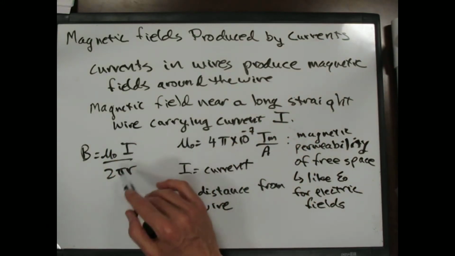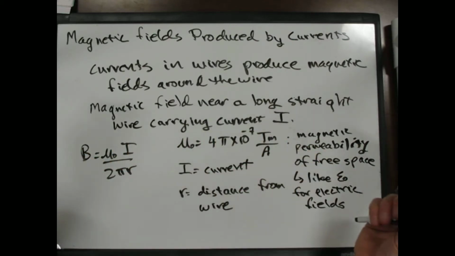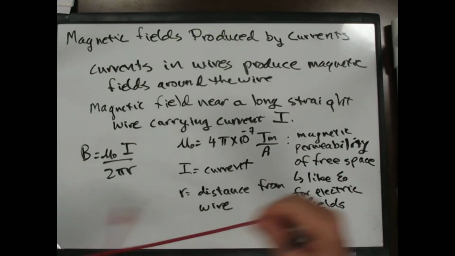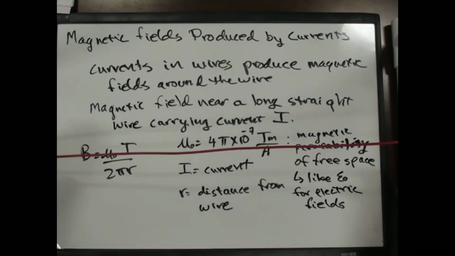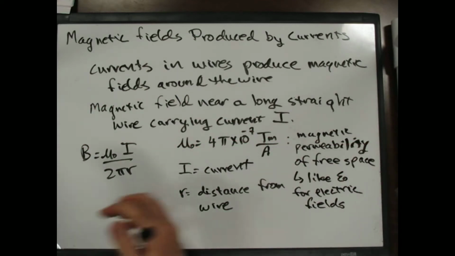In this equation, we're just going to say, look, the magnetic field near a long straight wire carrying current I. If I just have a long wire, like say this one, and it's carrying a current I in it, it produces a magnetic field around the wire. And I'll draw a picture of that in a second. The formula for the magnetic field is B equals mu naught I over 2 pi r.